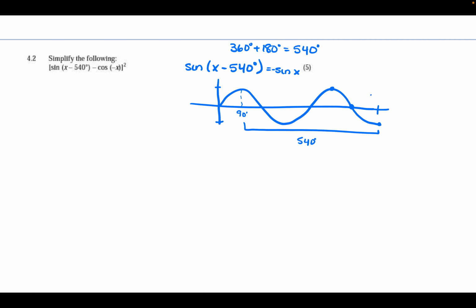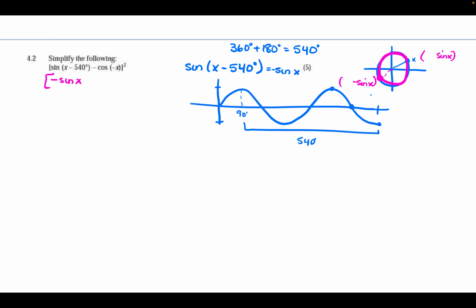We can also see this if we think about the unit circle. For any value, call this angle x, if I add 540 to it, so I go around and add 540, there's plus 360 plus another 180. We notice that the sine, which is the y value, becomes the opposite. So we know that this first term will be the opposite of the sine of x.